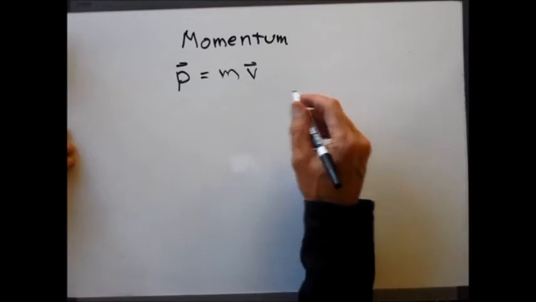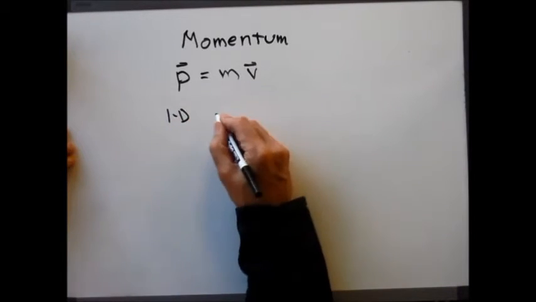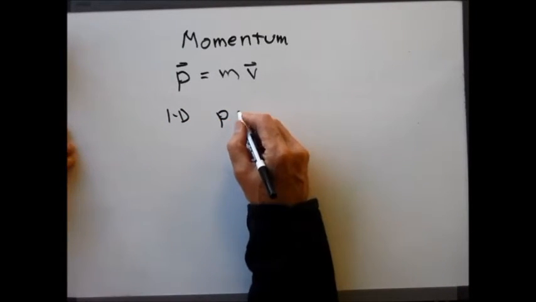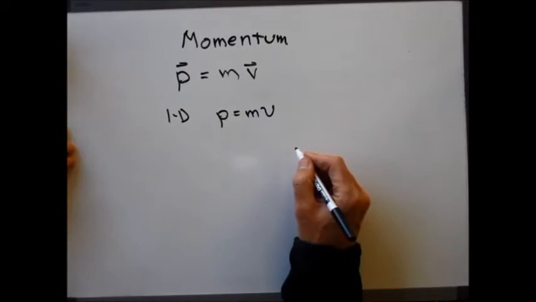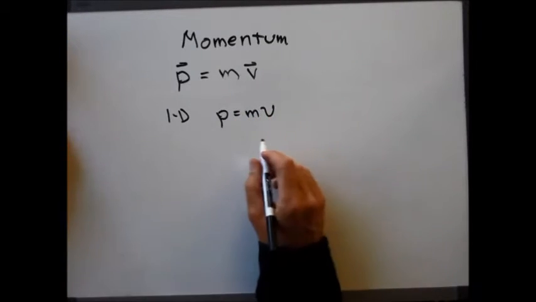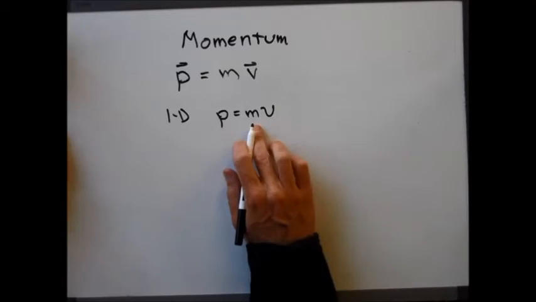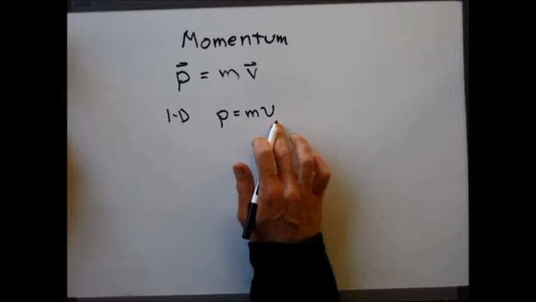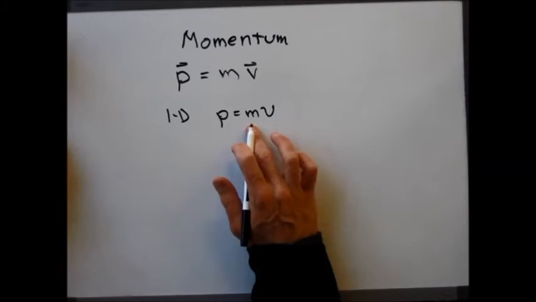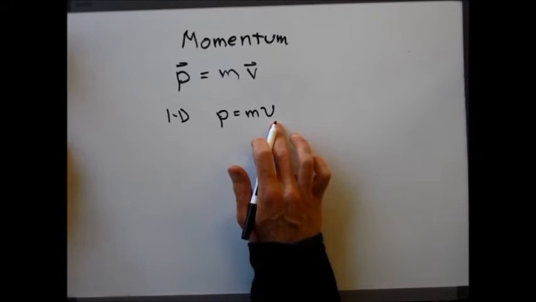If we're talking in one dimension, we can just remove the vector notation and say P is equal to mass times velocity, right? And so an elephant moving at 5 meters per second has more momentum than a human moving at 5 meters per second because the elephant has more mass. Momentum shows up in a lot of things, in collisions and in sports and things like that.